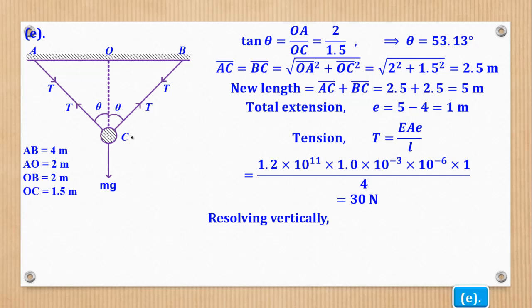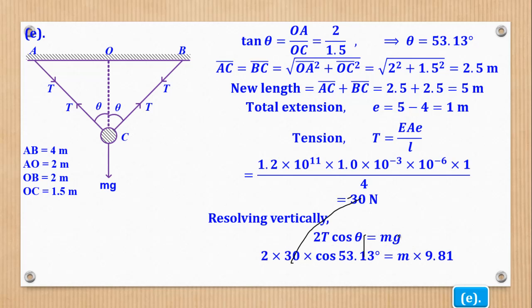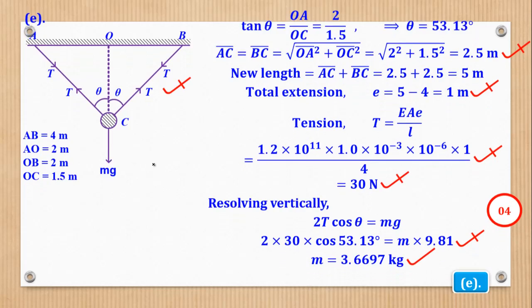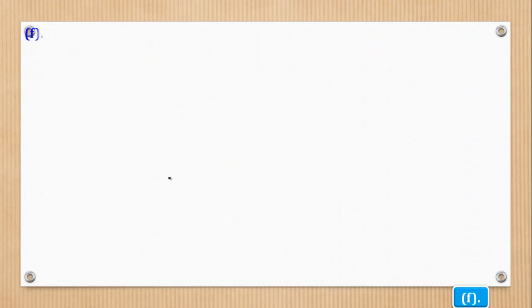Then resolving vertically, you'll come up with 2T cos theta equal to mg. Then substitute for T, for theta, and for g. In physics, g is 9.81. You'll be able to get the value of m, and that's what they wanted. So that's how the marks would be awarded. Now we shall go to part F.